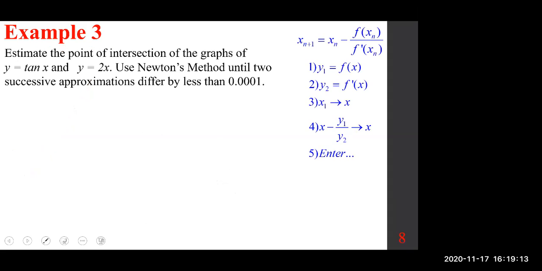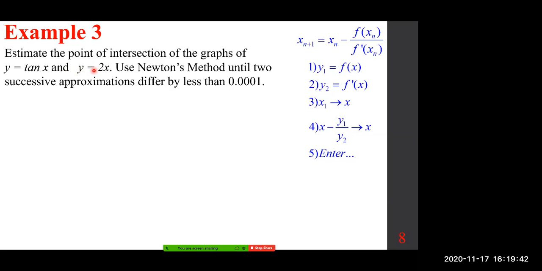Here's the next one. We want to estimate the point of intersection for the following functions. Y equals tan x, y equals 2x. And by the way, I put the formula for Newton's method as well as the programming here. Okay, you can program this into a calculator. All right, so let's see what happens.